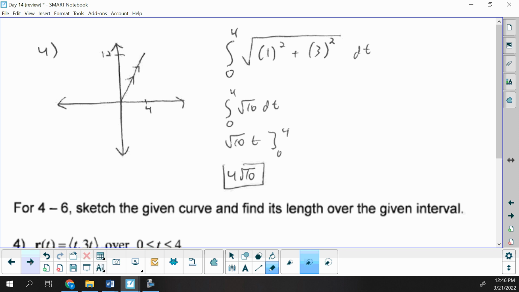Now we've got vector valued functions. So plug in 0, 1, 2, 3, 4 for t. Put your arrows on to show the direction it's going. Then the length, we're just doing from 0 to 4 the square root of our x derivative squared plus our y derivative squared. Do your integral, you should eventually get 4 radical 10.